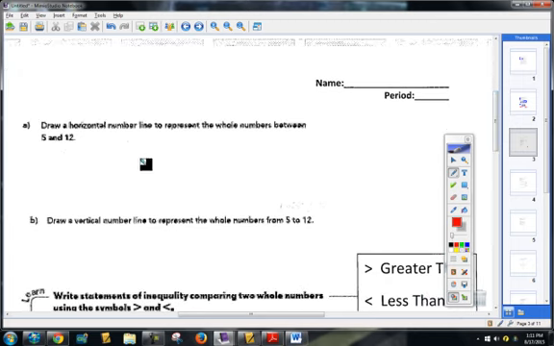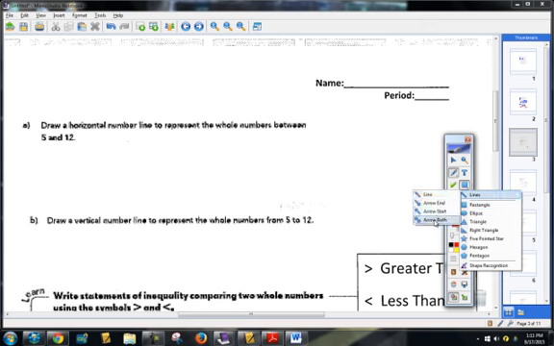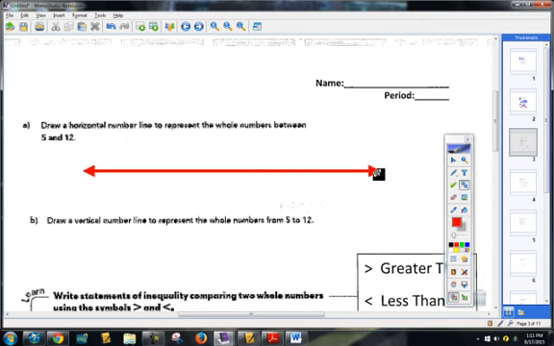We're going to go ahead and draw a horizontal number line. So we'll just start right here. Just do your best with your neatness with me. So draw my number line there. I'm going to draw a horizontal number line to represent the whole numbers between 5 and 12.